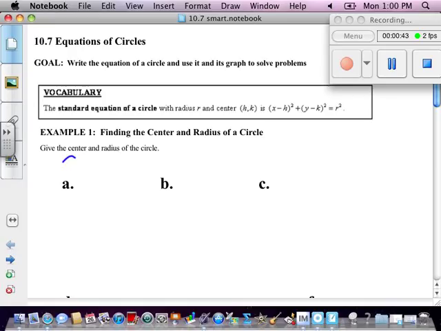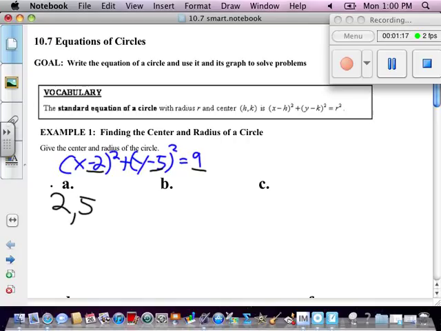We've got (x minus 2) squared plus (y minus 5) squared equals 9. You shouldn't be writing any of this down. Now, let me explain this one, and then I will have your help for the next one, okay? So I can see right here that this is my h, this is my k, and this is the square of my radius. The opposite of negative 2 is 2. The opposite of negative 5 is 5. Right there, that's the center of my circle.